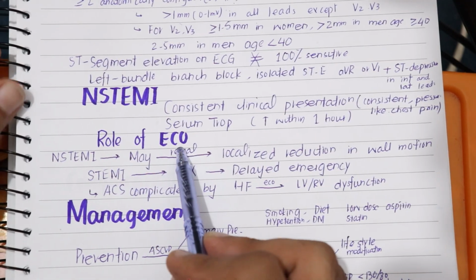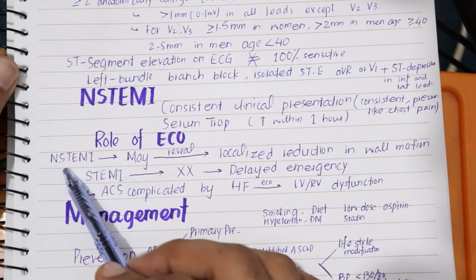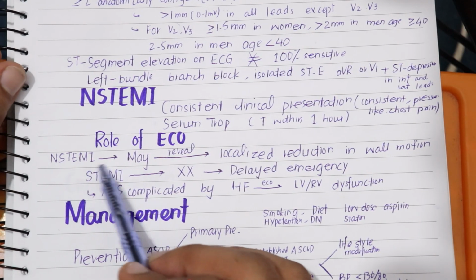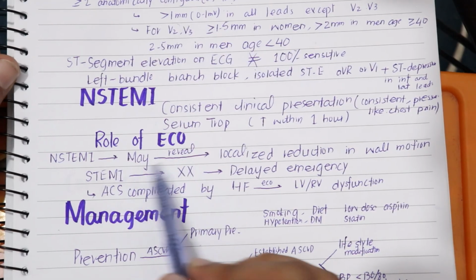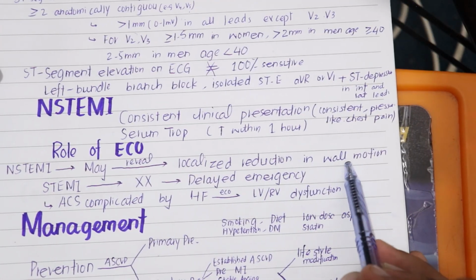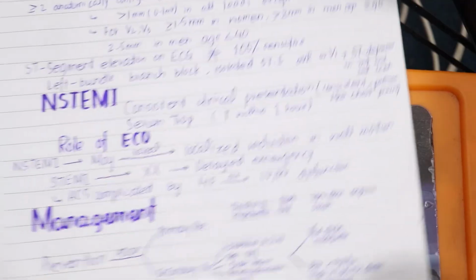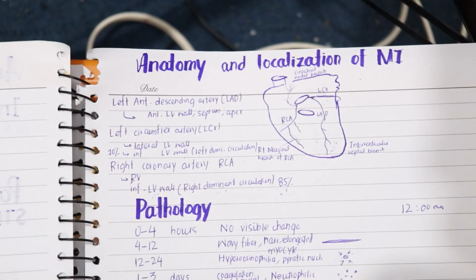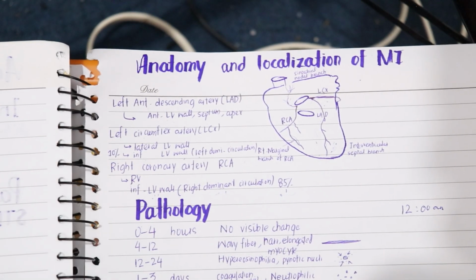Now the role of echo in NSTEMI, non-ST segment elevated myocardial infarction, it may reveal localized reduction in wall motion, like this one, if a wall is infarcted, like this one. So its motion is not the same, right?